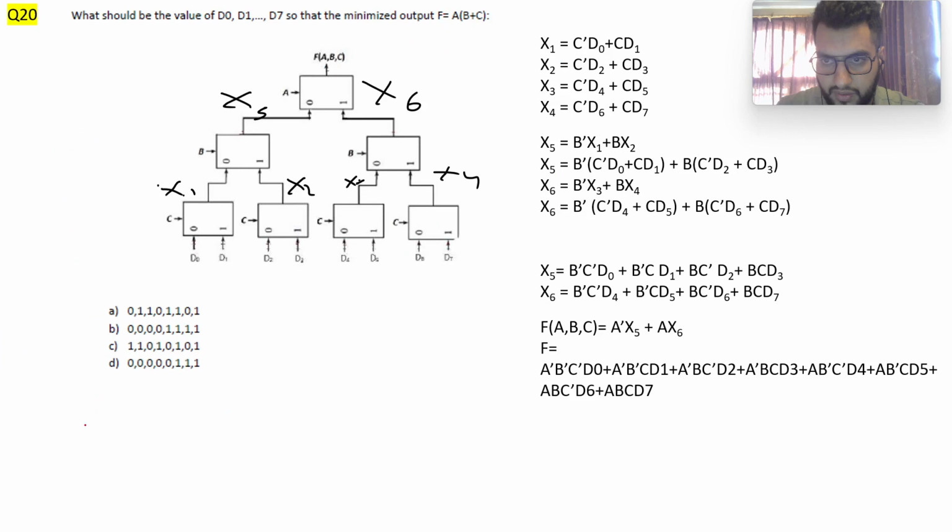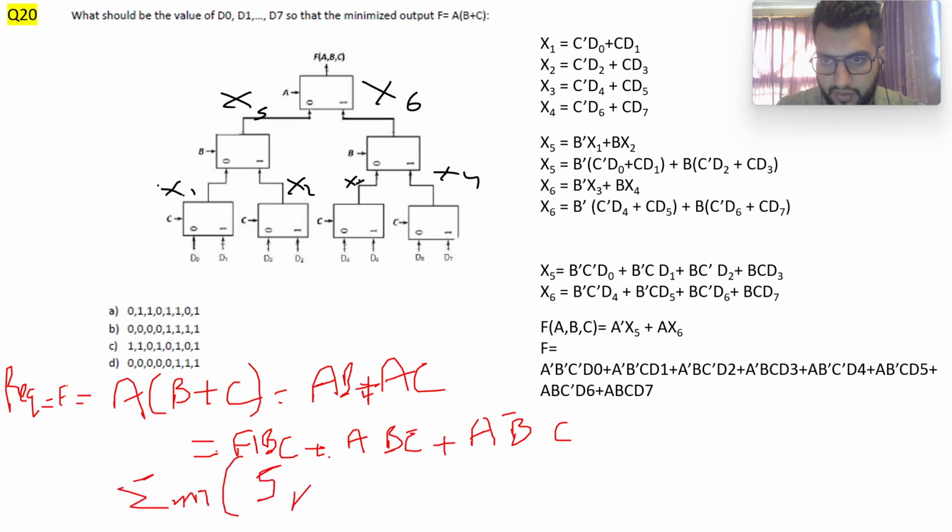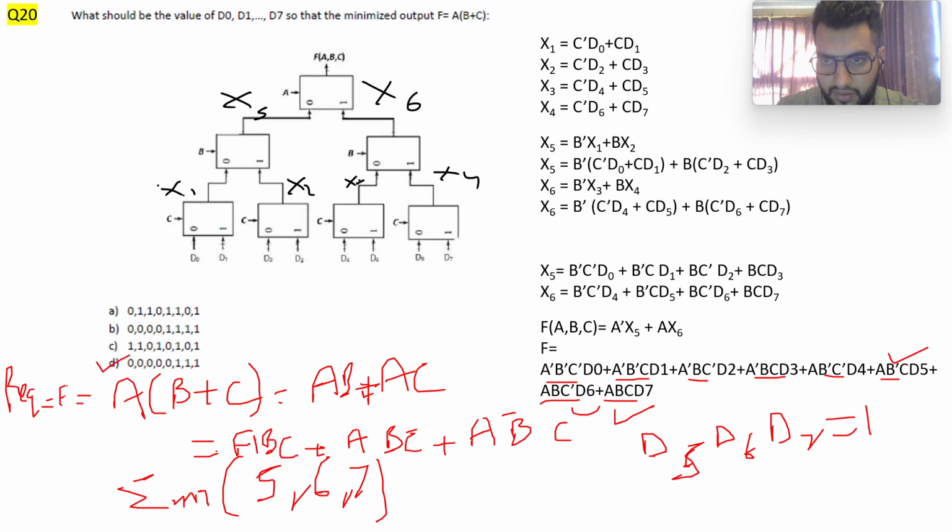Now the required function I need to implement is f equals a times b plus c, that is equal to ab plus ac. In terms of minterms, you can write it as abc plus abc bar plus ab bar c. So that is summation of minterms 5, 6, 7. Only m5, m6 and m7 are 1. So d5, d6, d7 are 1, and all other d's are 0. So my correct option is 0, 0, 0, 0, 0, 1, 1, 1.